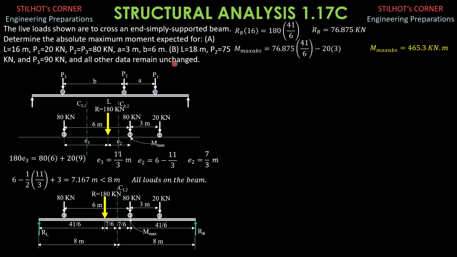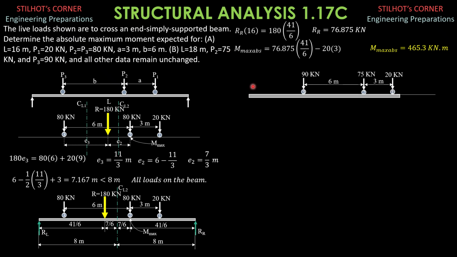For case 2, A equals 3 meters, B is 6 meters, but this time P sub 1 is 20 kilonewtons, P sub 2 is 75 kilonewtons, and P sub 3 is 90 kilonewtons. And let's reevaluate E1, E2, and E3. The resultant of the loads, if all the loads remain on the beam, is 185, that is 90 plus 75 plus 20, and 185 times E3 equals 75 times 6 plus 20 times 9. So E sub 3 is equal to 3.4054 meters.